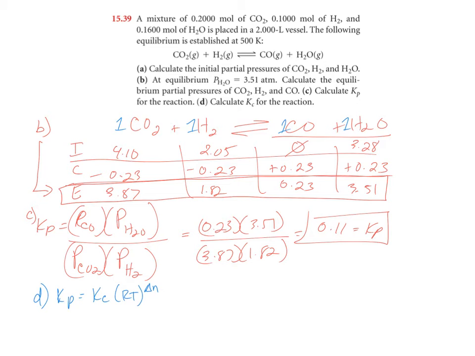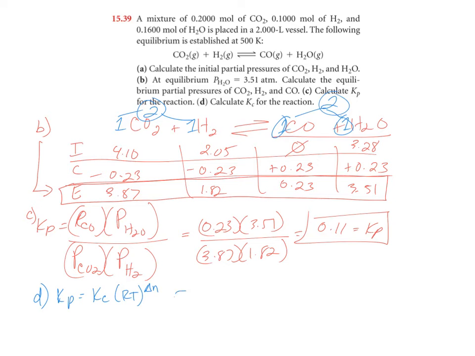So delta N is our change in moles from our balanced chemical equation. Up here we have 1 mole of each product, so that's 2 moles total. We have 1 mole of each reactant, that's 2 moles total. So we're taking the difference of gaseous products and reactants. These are all gaseous substances, so that's going to be 2 minus 2 for delta N.